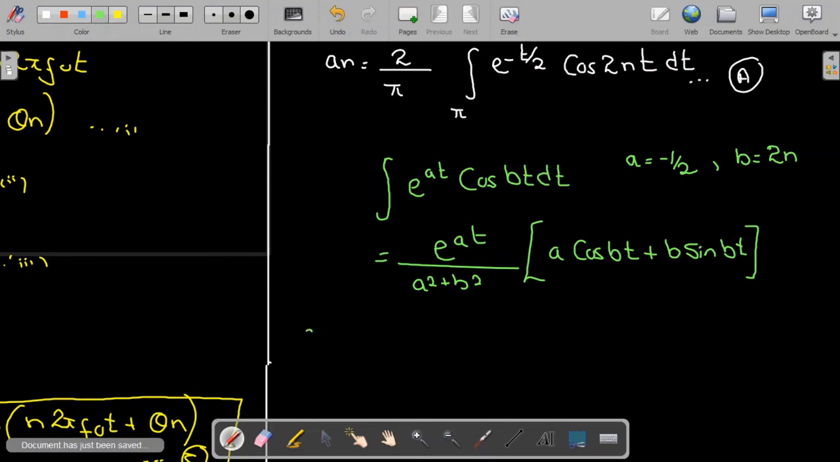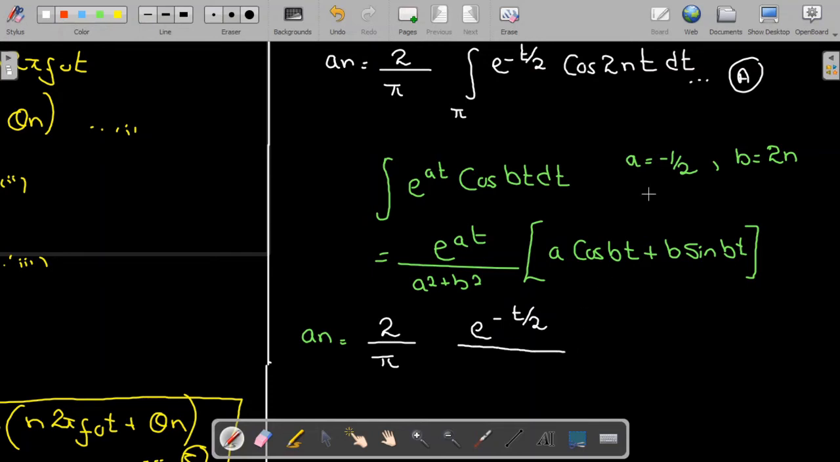So we are going to have an equal to, we write the 2 by pi as it is, and then this integration is equal to e power minus t by 2 divided by a square plus b square, because a is minus 1 by 2. A is minus 1 by 2, so a square is 1 by 4, and then we have b square, which is 2n squared, so that is 4n square.